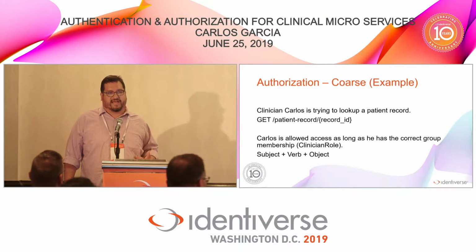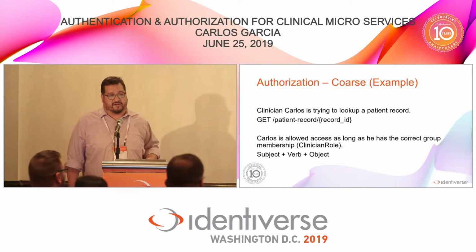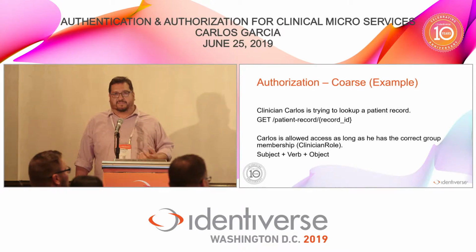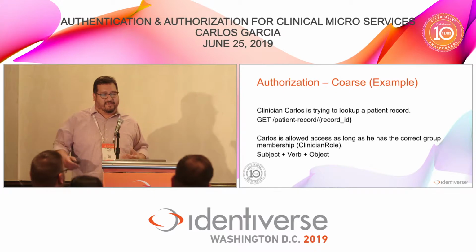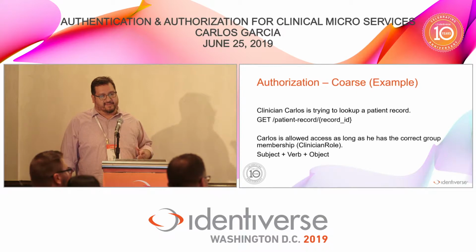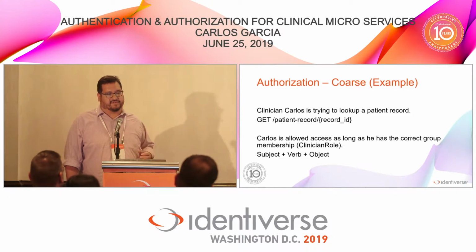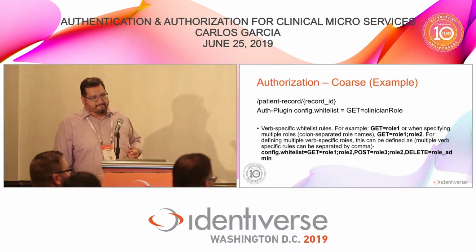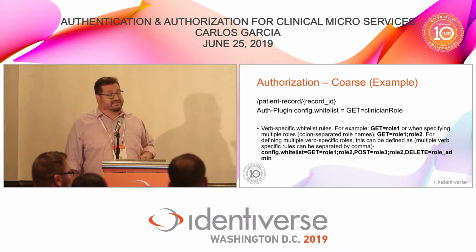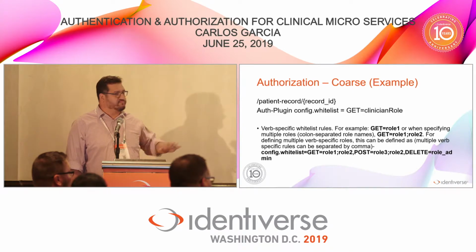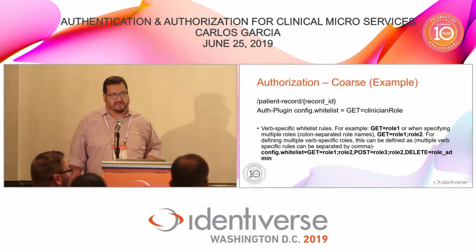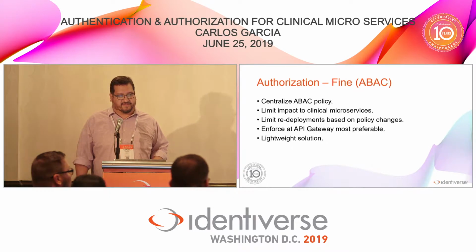With this coarse grain example, if I'm trying to do a get on a patient record, I'm allowed to do it because I have the correct role membership, so that's subject, verb, object. It's coarse grain, there's some control. I'm able to do a get, I'm not able to do a delete, or a put, or a post. But I'm able to do a get. It's that coarse grain, some level of control. With this plugin, it's basically a whitelist to say, if you have that clinician role, great, you can do a get. And likewise, if you have a particular role, you could blacklist it and say, you can't do it, to be very explicit about what you can and can't do.